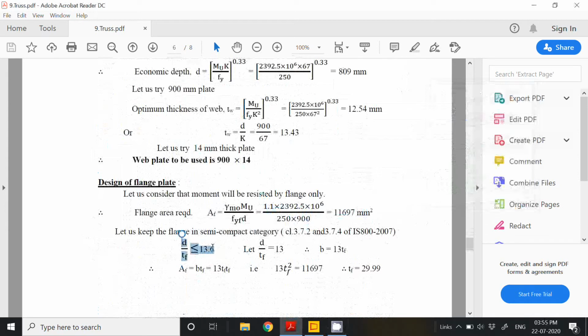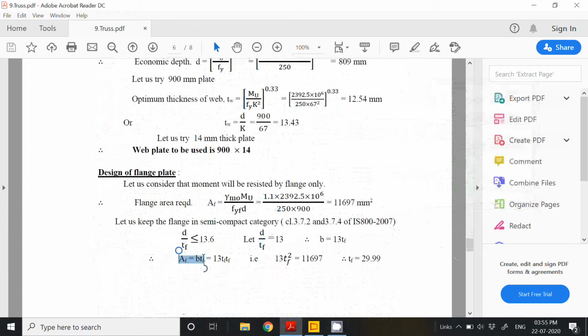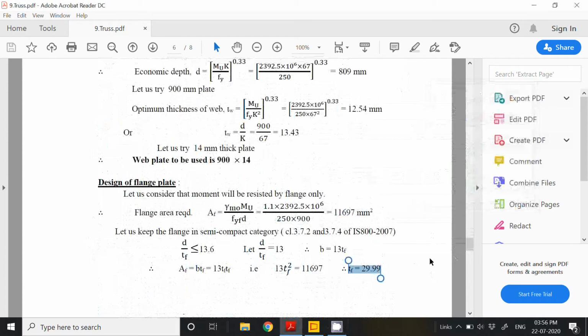For semi compact category, if you want to keep the flange in semi compact category, you have to take b by tf less than or equal to 13.6. So we consider it as 13, keeping it in range. Then ultimately b is equal to 13 tf. So area of the flange is equal to width into thickness of flange. So width b, already we know it is equal to 13 tf, so 13 tf squared equals 11697, which is the area of the flange. So tf we get 29, so that's why here we take 32. That means required is 29.99, so we provide 32.